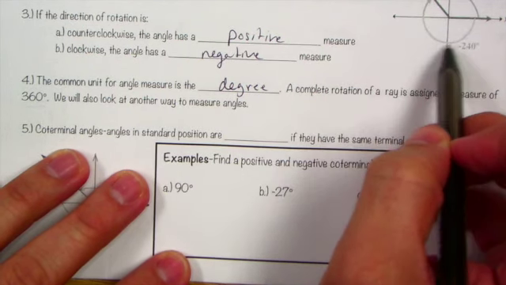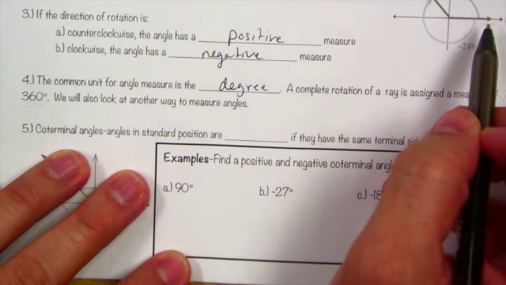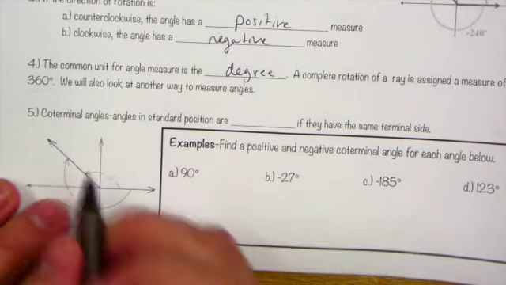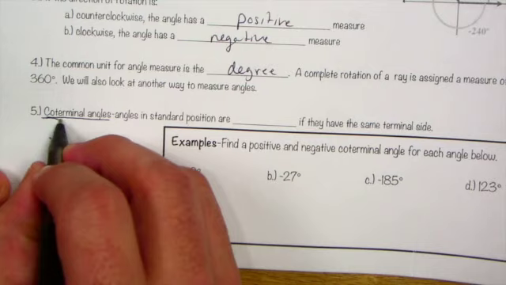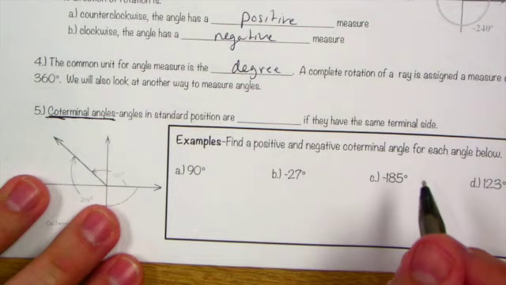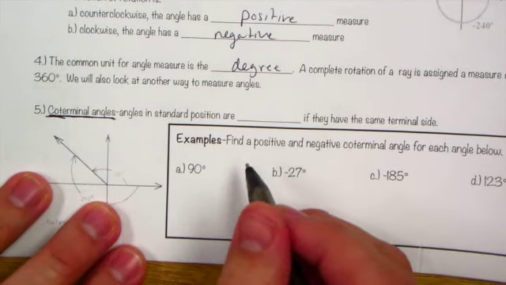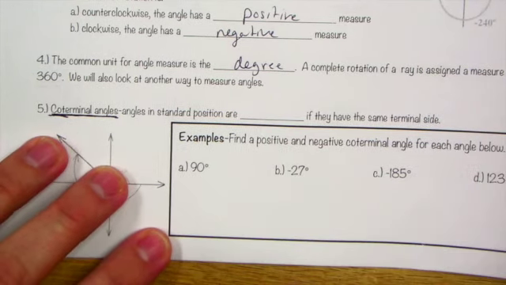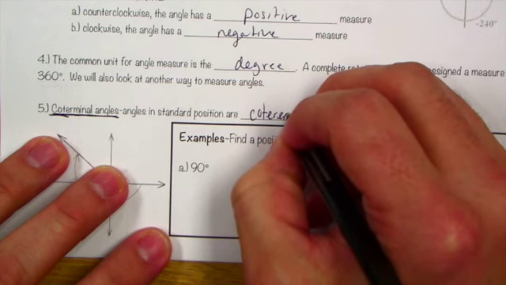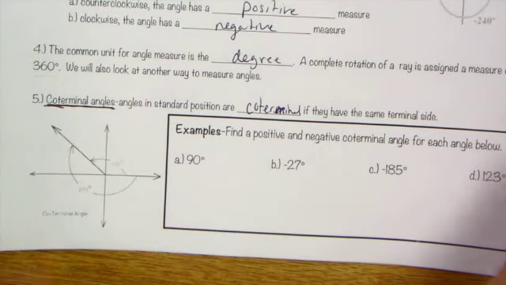But if it were to continue, again, all the way around, it would be 180 and then another 180, or 360 degrees. Okay. The term coterminal angles, this is a concept here, and this is one of your outcomes, is being able to determine coterminal angles. Coterminal angles are angles that are in standard position and have the same terminal side. So they're considered coterminal if they have the same terminal side.